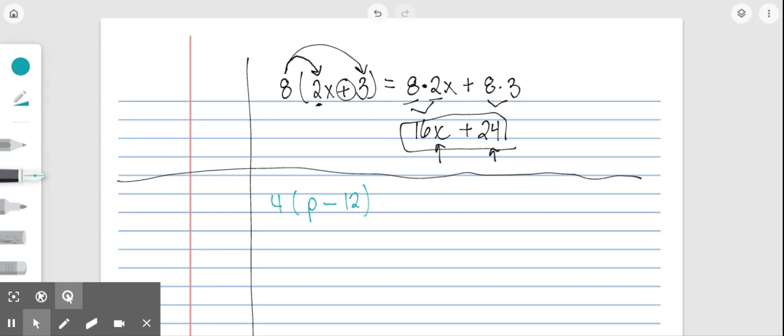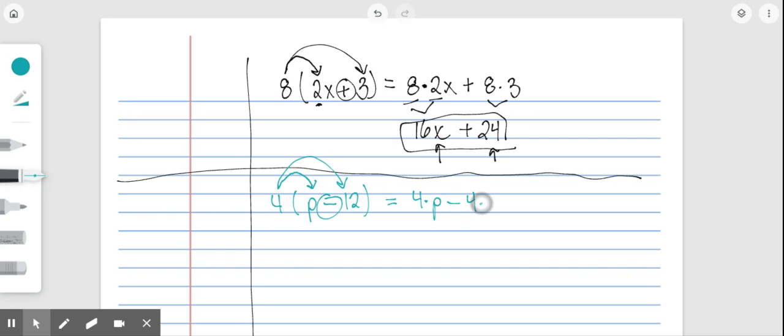Okay, so now this one's also tricky because this time instead of addition, I have a subtraction sign. But we do the exact same thing. Just like when we were doing groups of and we just rewrote it 4 times. So we're going to start with 4 times p. And this time, instead of an addition in between, I have a subtraction sign. So I keep the subtraction. And then I do 4 times 12, or 4 groups of 12.